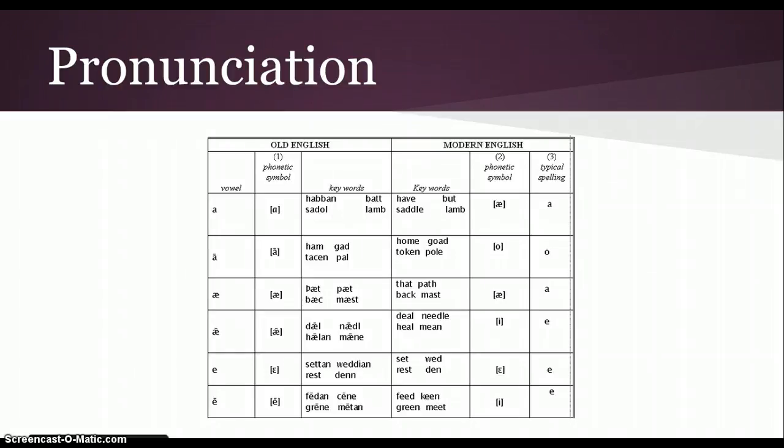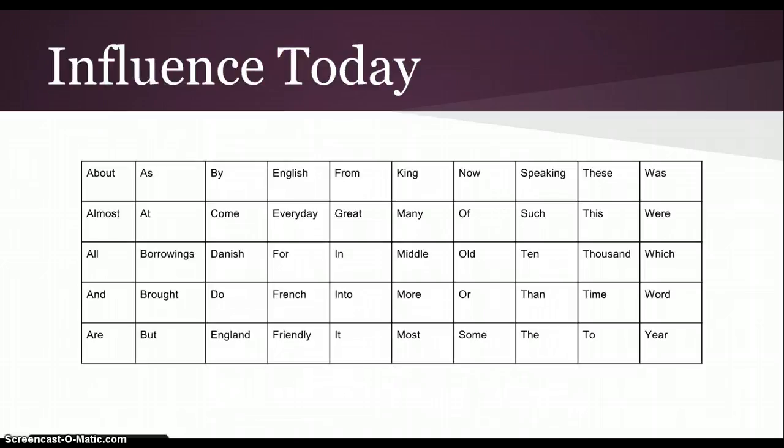The Old English word that was directly translated to have was haven, with a harsher A sound. Over time, words would become softer, smoother, and would develop into Middle English, then Modern English. There are a lot of words we use today from Old English, like about, almost, but, everyday, and friendly.